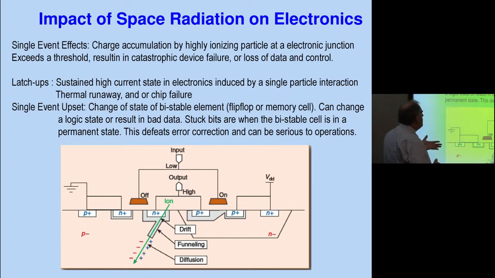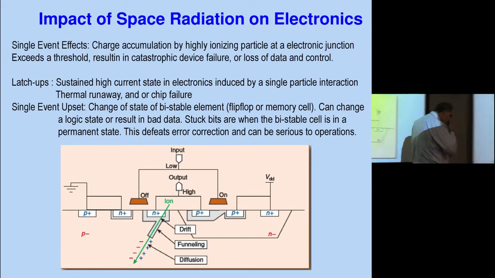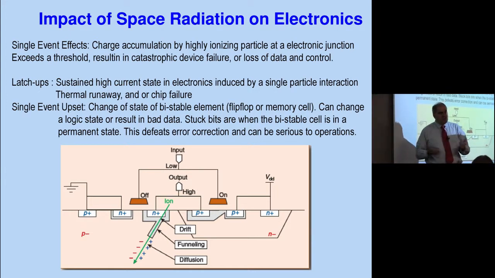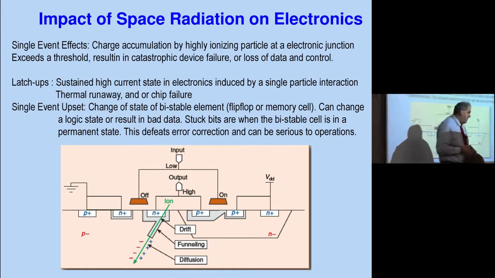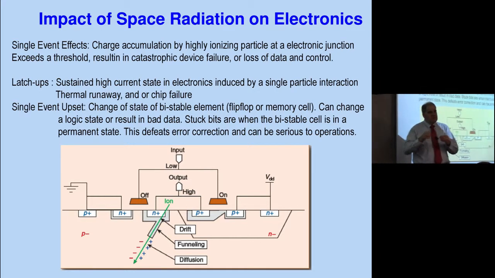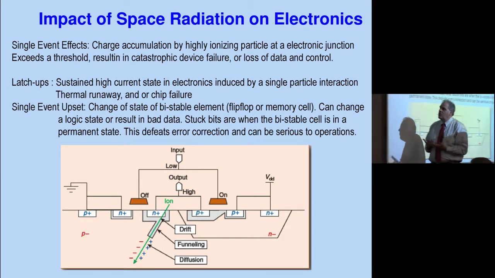One is the latch-up, which is a sustained state in the electronics that results in a high current state, sustained by a single particle interaction. And when you have a high current in electronics, as you learn in your electronics class, and you have some material that doesn't have zero resistance but has some amount of resistance, you're going to get power, you're going to get heat created, and it could be enough to actually develop a sort of thermal runaway where the device just melts as a result of that. That's the latch-up characteristic. A single event upset is affecting the logic level or the state.